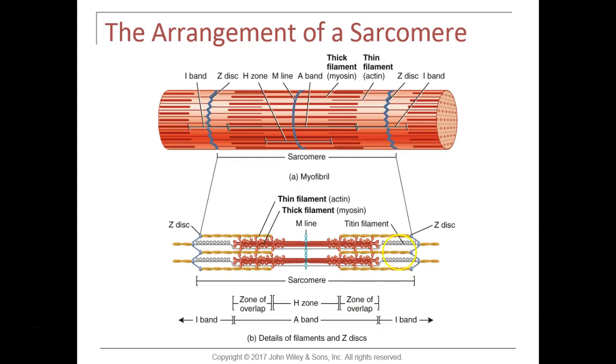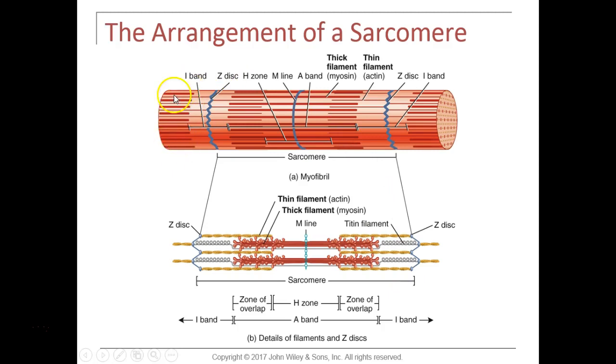Well, the light and dark bands come from a repeating pattern of arranged proteins in a structure called a sarcomere. So a sarcomere, which goes from this structure, which is called a Z-disc, from one Z-disc all the way to the other Z-disc, is what we call one sarcomeric unit, one sarcomere. A sarcomere is an individual contractile element within the myofibril.